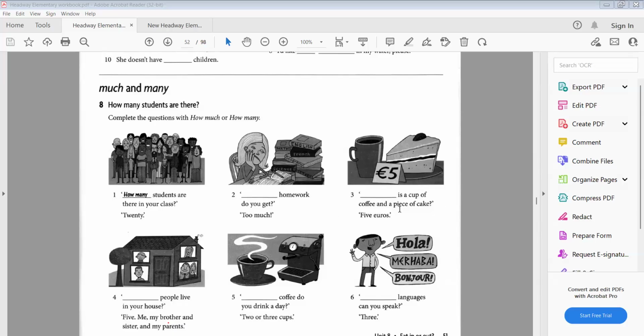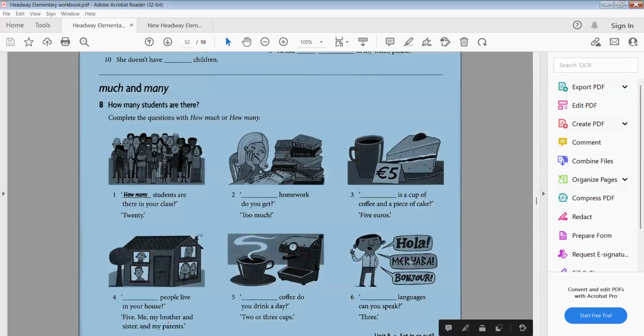This one is obvious, because it's asking about the price, and when we are asking about the price, we use how much. And number 4: how many, exactly, because we can count. And number 5: coffee is uncountable, so how much coffee? Unless we are asking about the number of cups, we can say how many cups of coffee, but here we are not adding any words, so how much coffee do you drink? Because we're asking about the whole. And number 6: how many languages do you speak?